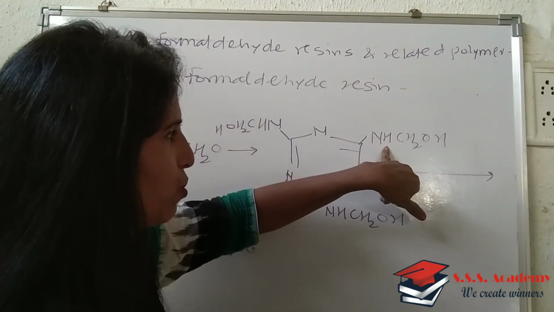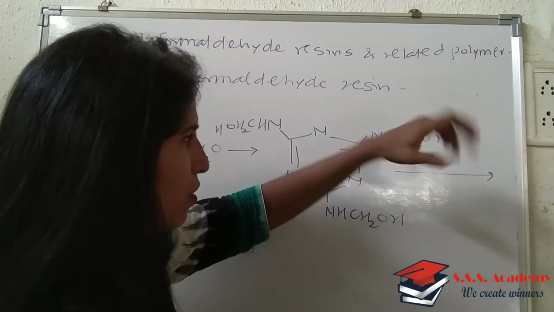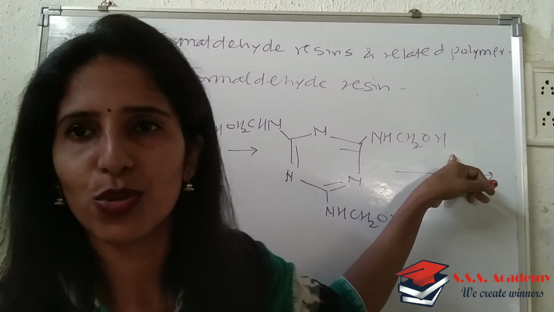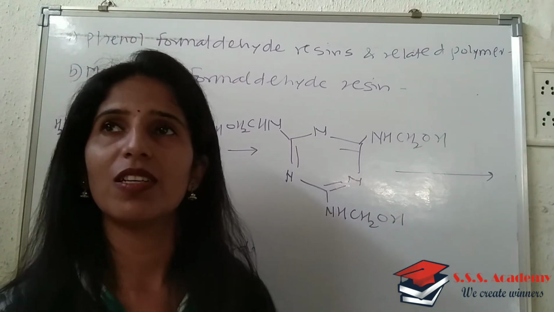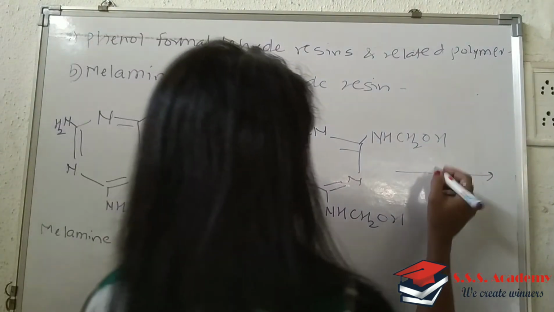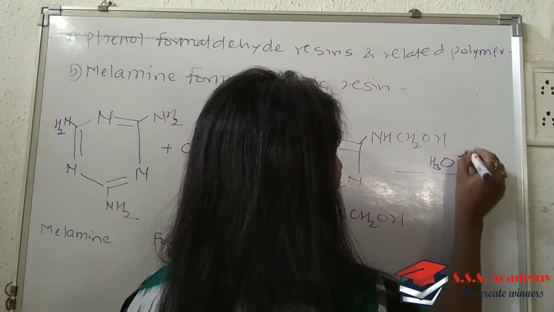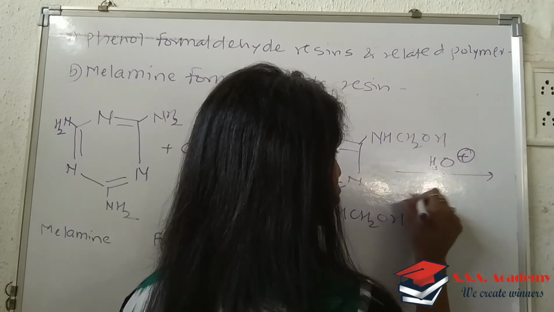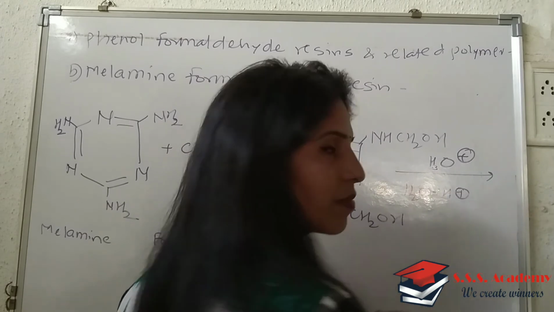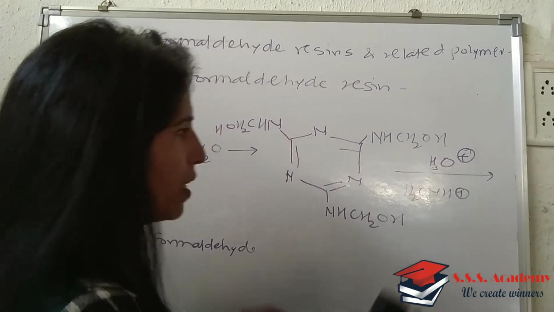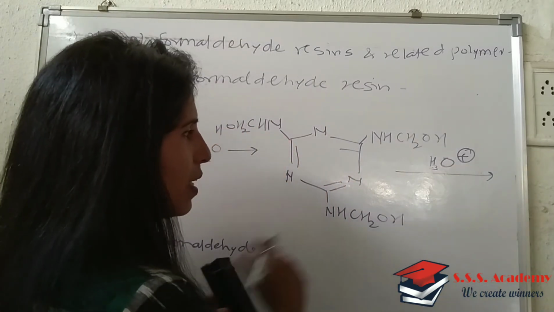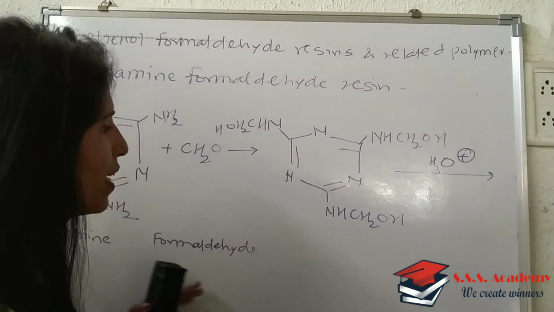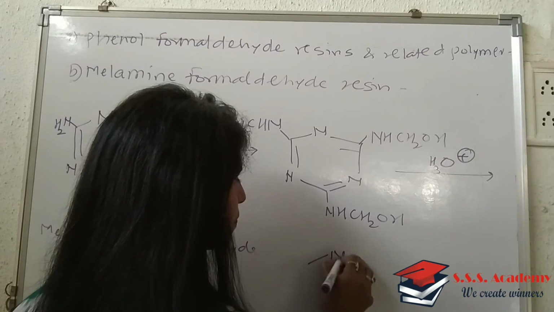This hydrogen from the next unit and OH from this unit combine together, and that will result in removal of water. The reaction takes place in presence of hydronium ion, that is H3O+, that is H2O plus H+. So this is hydronium ion H3O+, and you will get the polymer like this.